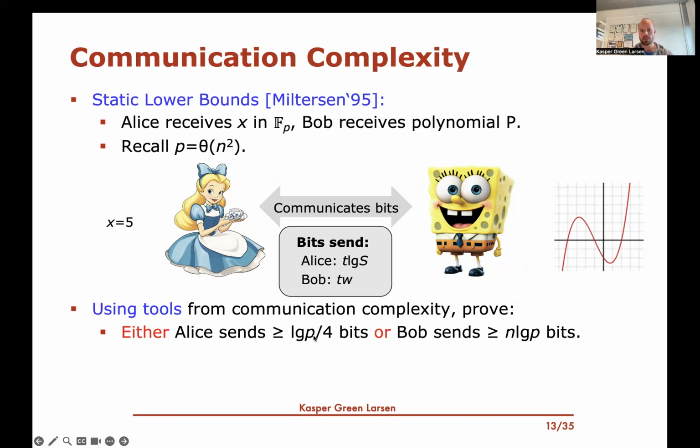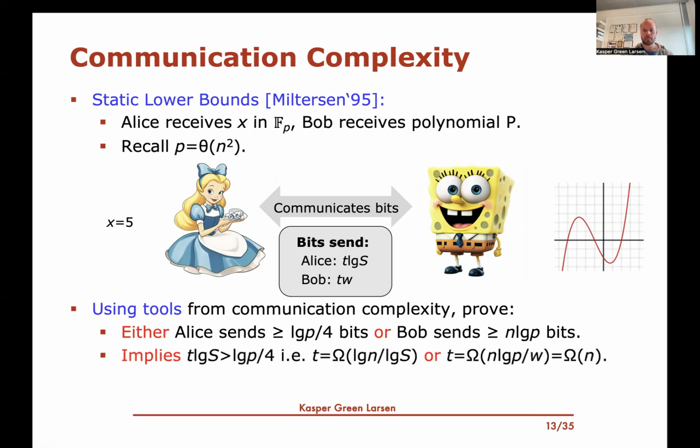So this is a pretty large communication lower bound compared to the size of her input. She either has to send log p over 4 bits. And Bob's input, a polynomial of degree n minus 1, has n coefficients. Each coefficient is an element of a finite field of size p. So basically this says that Bob has to send the entire input. And so we want to prove that one of those two things must be the case.